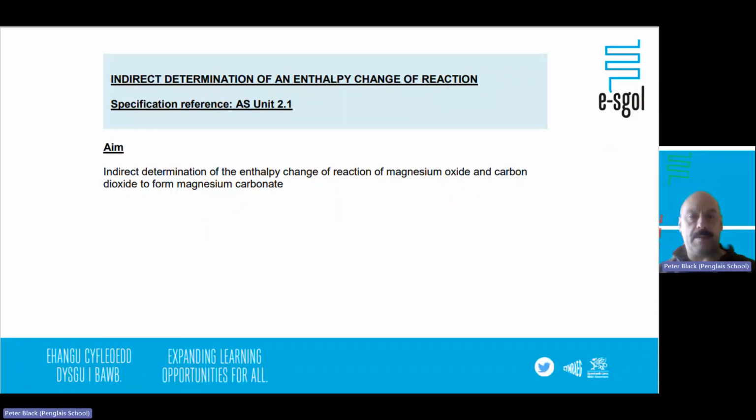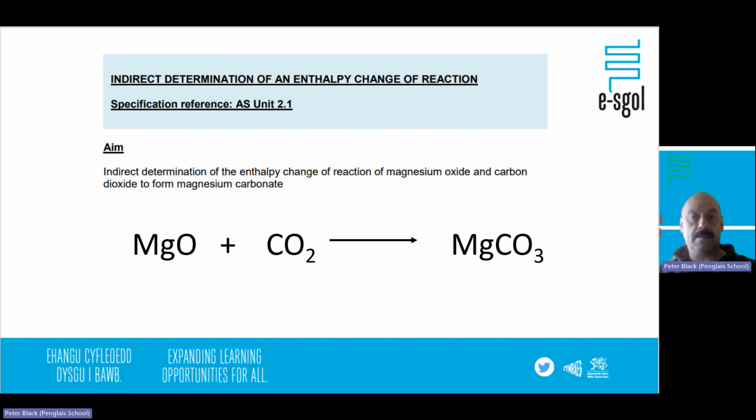It's an indirect determination of an enthalpy change, and it's the reaction between magnesium oxide and carbon dioxide to form magnesium carbonate. So I'm just going to give you a moment there. I'd like you to work things out as you go along. Little pause, write the symbol equation for that reaction. Okay, and hopefully you came up with something like that.